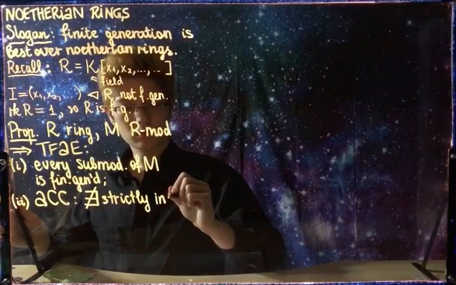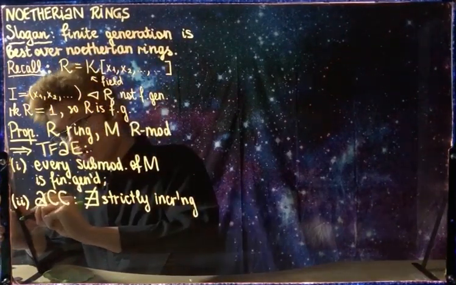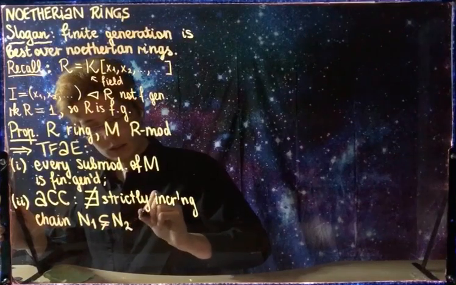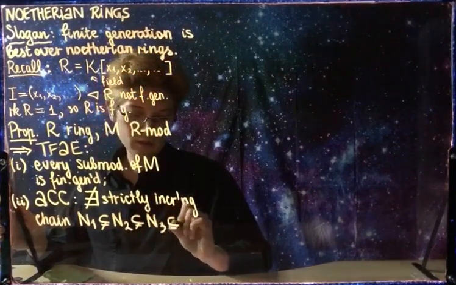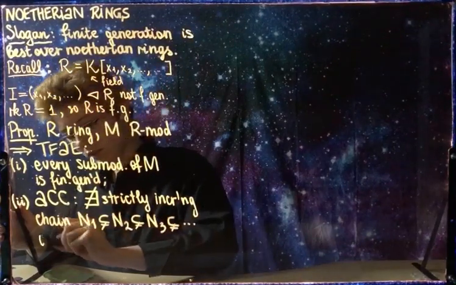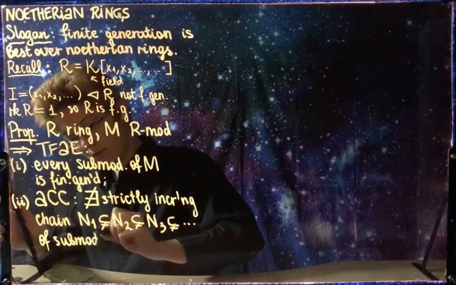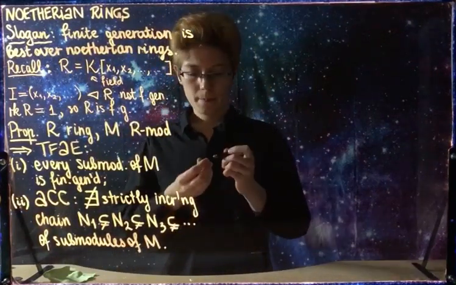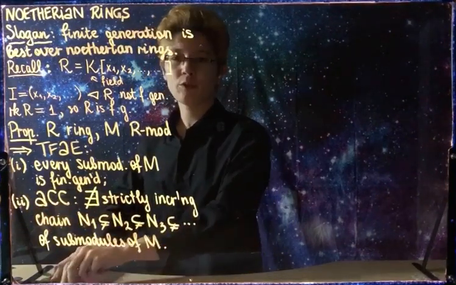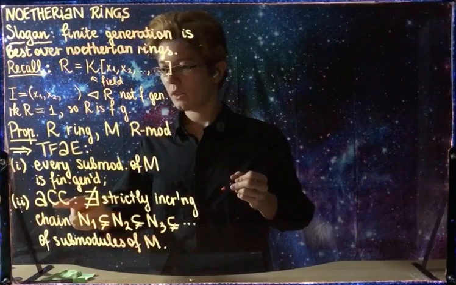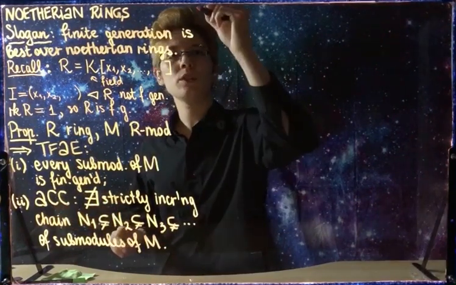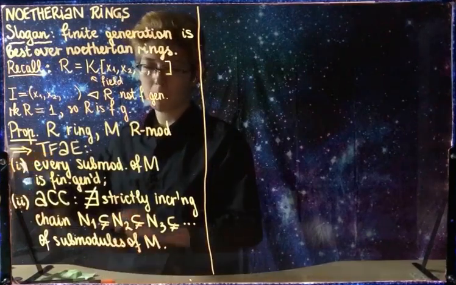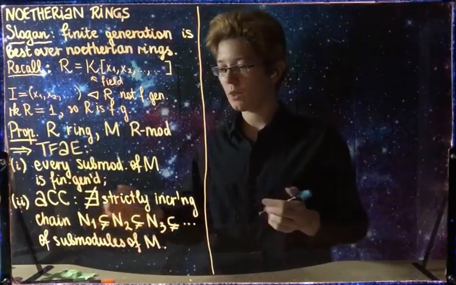Strictly increasing chain, let's say N1 in N2 in N3, etc., of submodules of M. You may recall that we already worked with the ascending chain condition for principal ideals. So here we are generalizing it one step further, and we'll work with strictly increasing chains of arbitrary submodules.